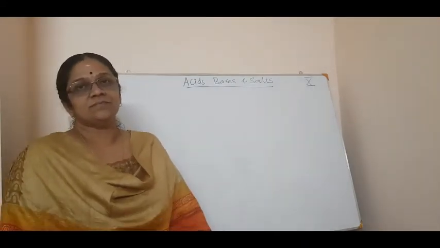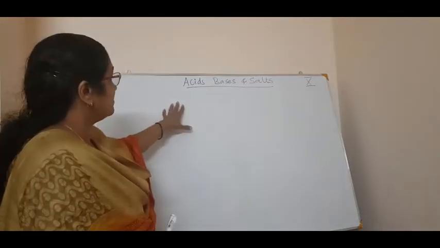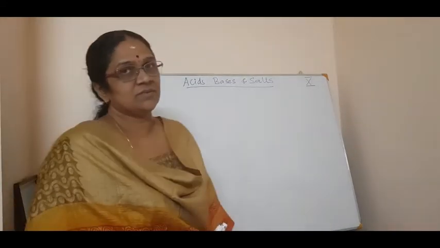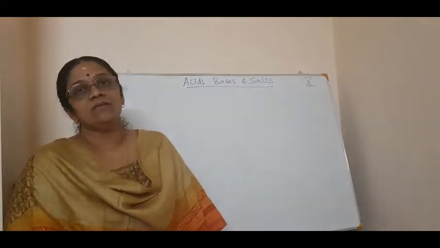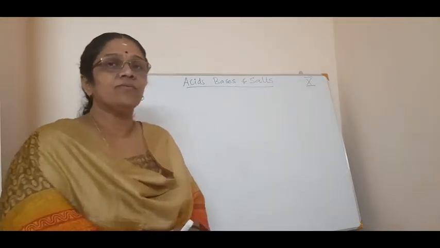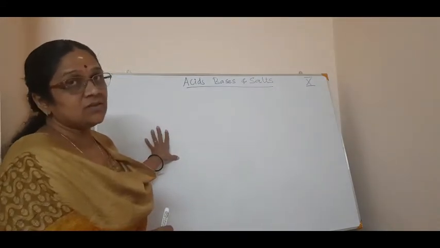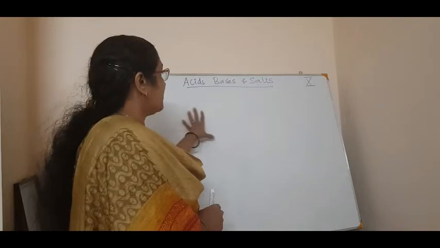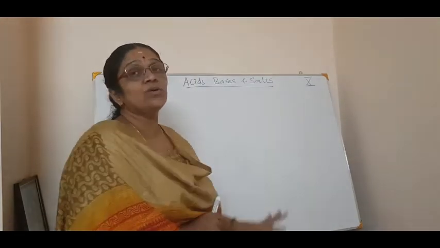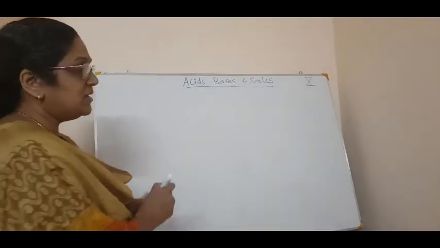Hello students, today we will begin with the new session, acids, bases and salts, the second reaction. In the last session we discussed the first reaction, that is the reaction of metals with acids. So what do you get in that reaction? Metal plus acid will give you salt plus hydrogen. Today we will see the second reaction.